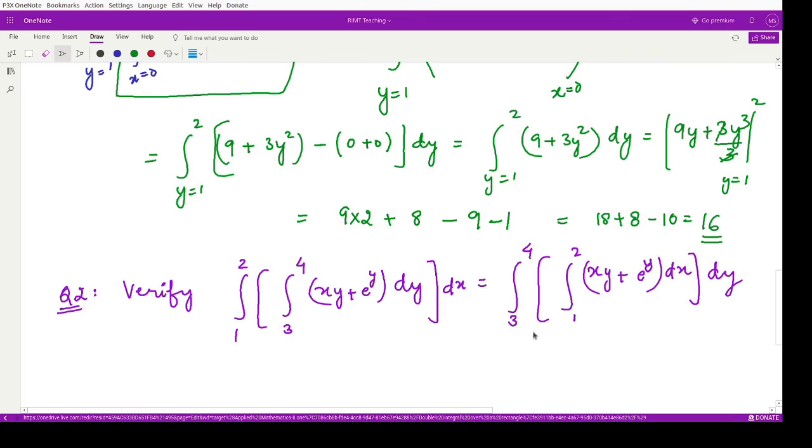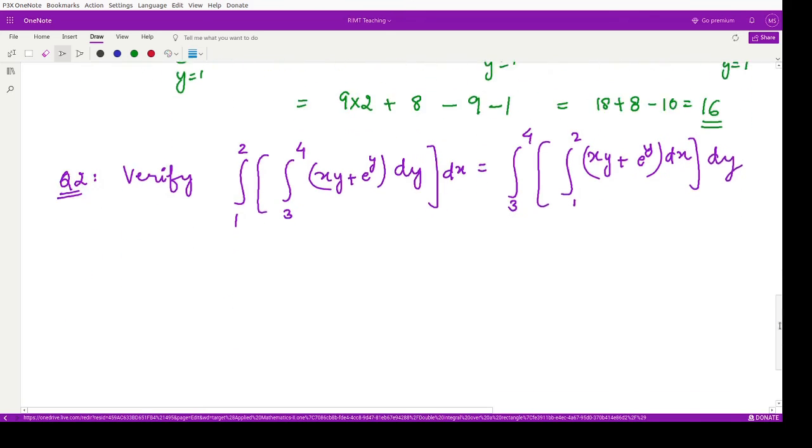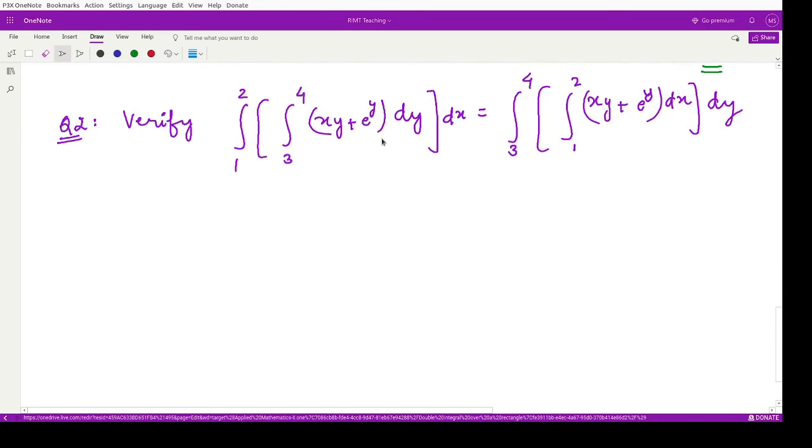Now here it is not mentioned whether these limits are of x or of y. In this case we can easily guess these limits are of y, because the integration here is performed with respect to y. So these are from y, and these limits are from x, and similarly here these are for x and these are for y. Okay, so now let us first solve the left hand side.